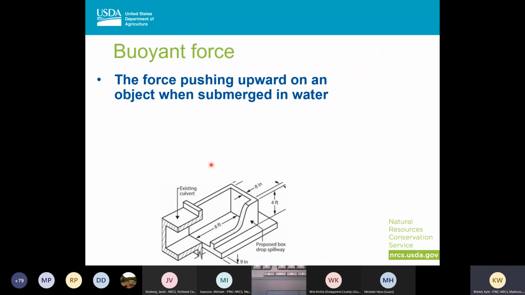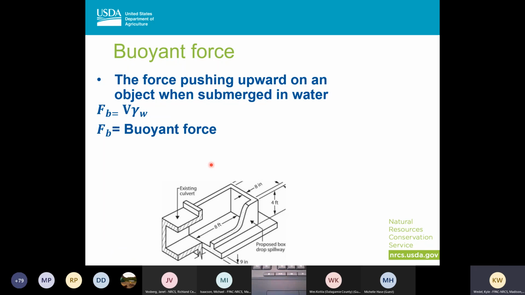So we're going to talk about buoyant force. This is the force pushing upward on an object when you're in water. I'm assuming most of us have been in a pool at some point in our lives. As you get into a pool, you notice that you're lighter, and that's because the buoyant force is pushing upwards on your body.